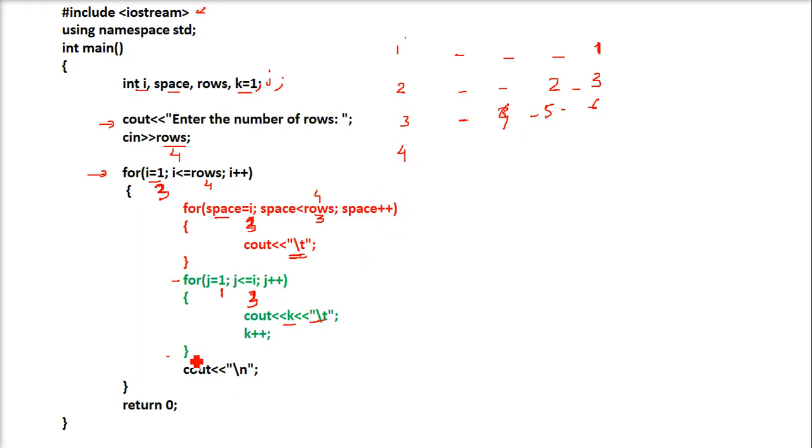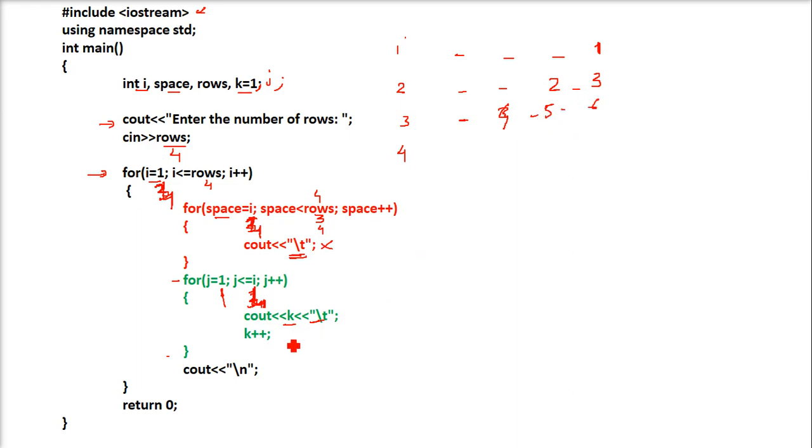So now we'll go to the fourth iteration. Again here, now this will become 4. So 4 is equal to 4, so it will run one more time. Here now we have 4. And 4 is not less than or equal to 4, because the number of rows is 4, so no tab will be printed. Now come here, j equal to 1, and now j is less than or equal to 4. So this will go up to 4. So now this loop will run 4 times.